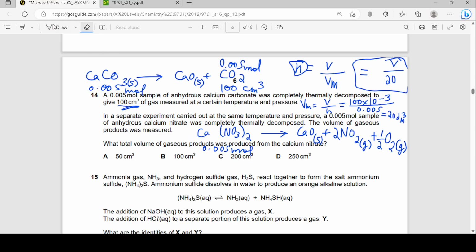So if this is 0.005 moles, oxygen will be 0.005 divided by 2, because 1 is to half, right? It's going to be 0.0025 moles, right? And then for NO2 it's going to be 0.005 multiplied by 2, because this is a 1 is to 2 molar ratio. That's going to be 0.01 moles. Okay, now we know what the moles of nitrogen dioxide and oxygen are. Now we use this equation that we got, n equals V over 20. That means that if you want to find the volume, then V equals 20n, right? And this is in cubic decimeters.